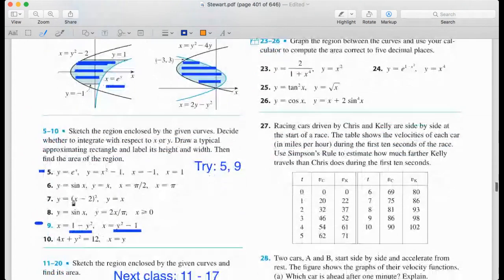So in 9, we see x is a function of y. And we're not given upper limit, lower limit. So we need to find the region enclosed by those two functions. So we set them equal to each other. We have 1 minus y squared equals y squared minus 1. Right, let's try this one together.